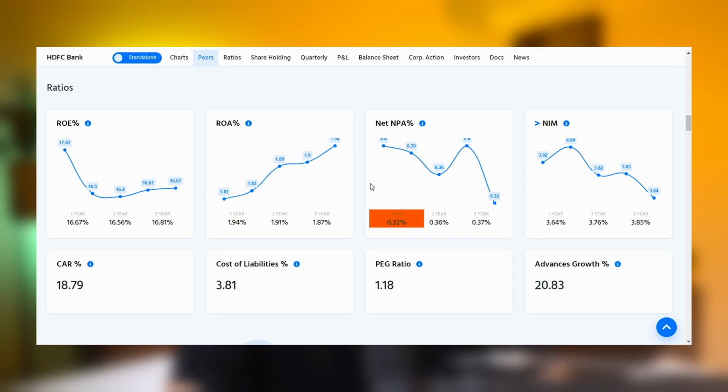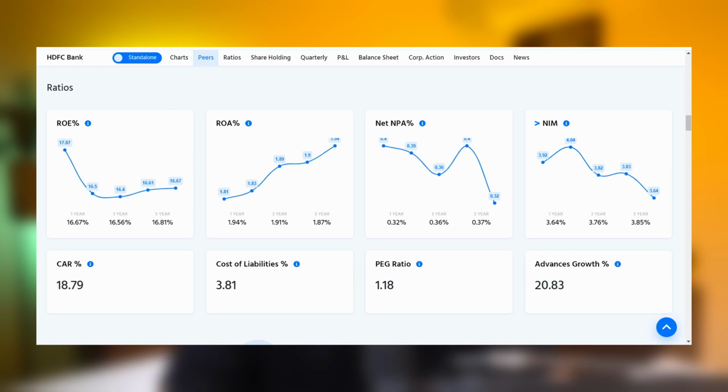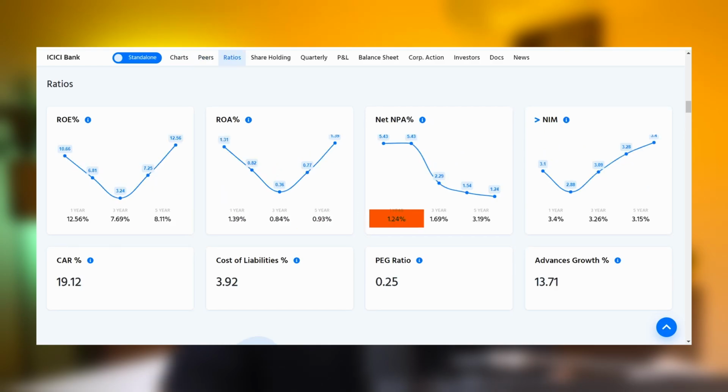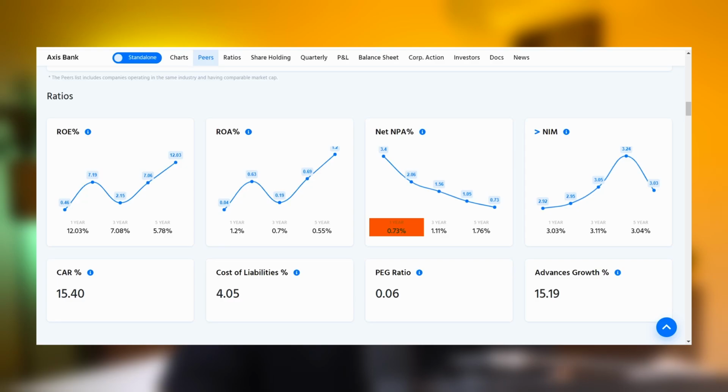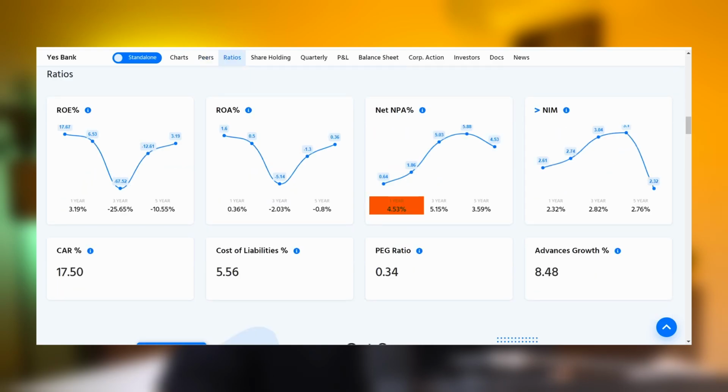For HDFC, the net NPA is 0.32%. So that means out of every 100 rupees that the bank has lent out, 32 paise is not coming back to the bank. Similarly, for ICICI Bank, the number is 1.24%. For Axis, 0.73%. For Yes Bank, we have a slightly higher number, 4.53%. Why is managing NPA important for the bank? Well, if your main business is giving loans and people are taking loans from you and running away with your money without paying you back, then you will not survive in the business for long, right? So for a bank, the lower the NPA, the better.